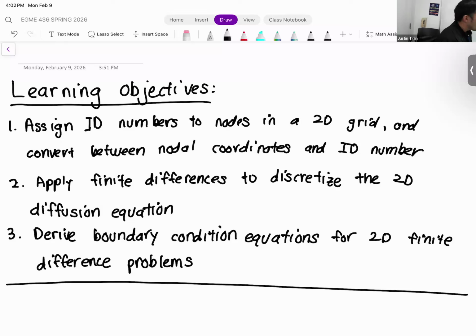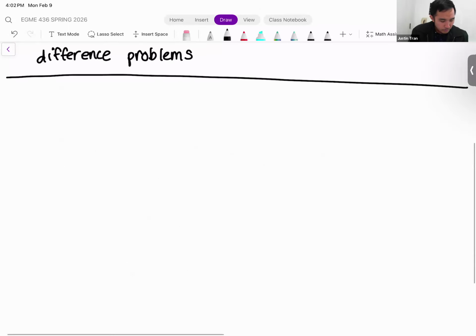Any questions I can answer before we get started today? Okay. All right, let's go and get started. Okay, so the topic for today is 2D finite difference problems.